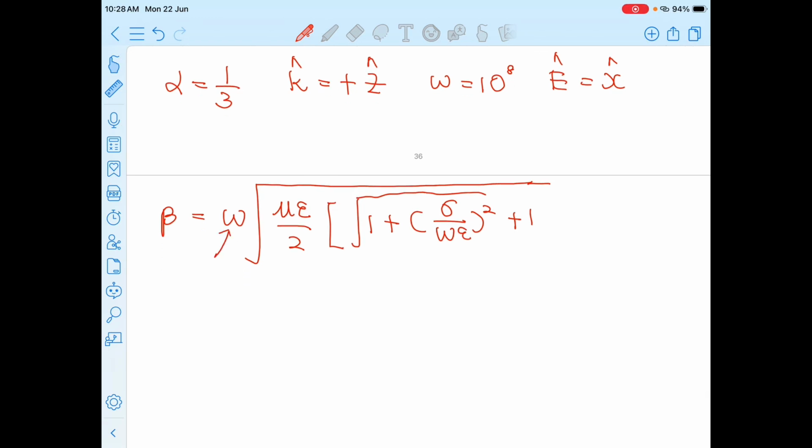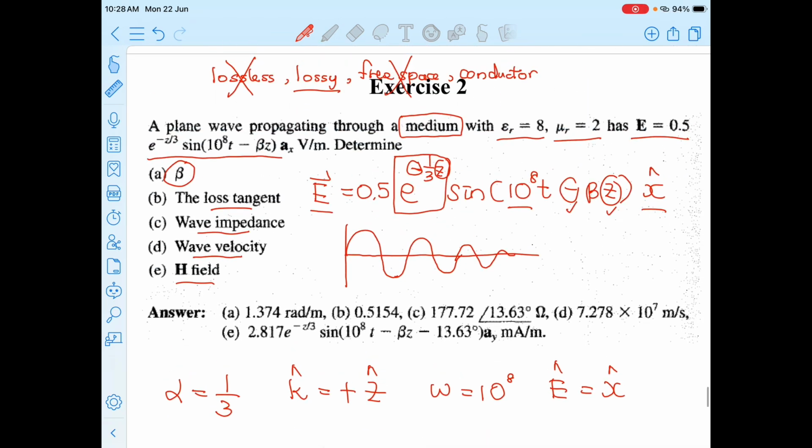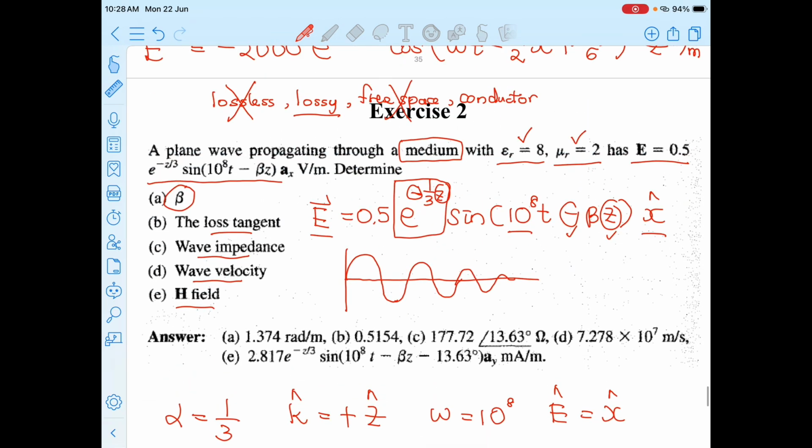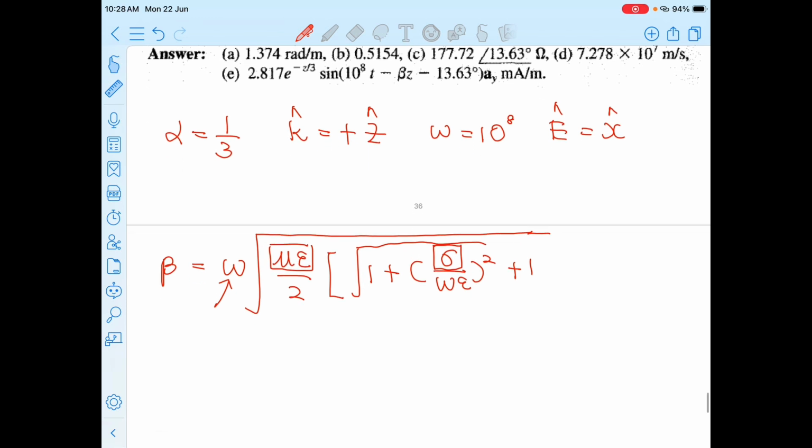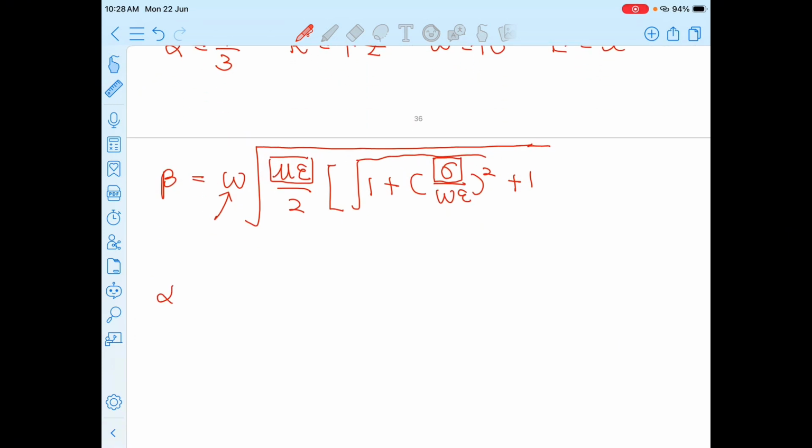Do we know the omega? Yes, we know the omega. Do we know the mu and also epsilon? Yes, they have been provided. Do I know the sigma, which is the conductivity? No, the question didn't tell us the value of sigma. So we cannot use this formula directly, but we have to apply another formula, the attenuation formula, in order to simplify the calculation for the phase constant.